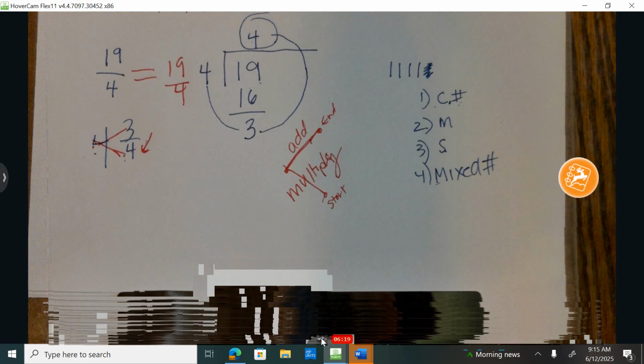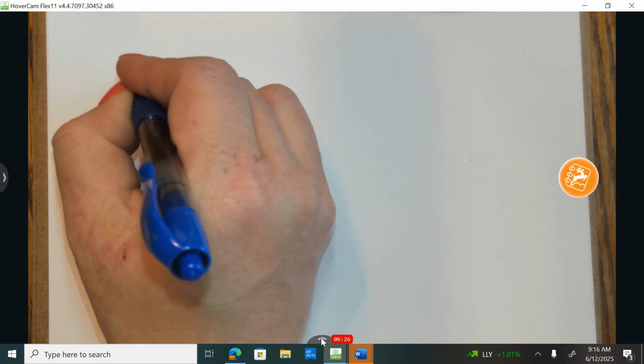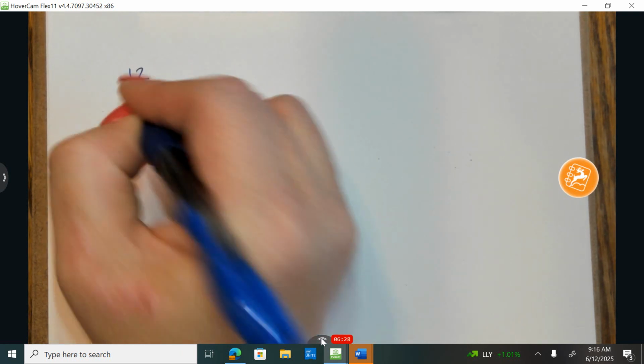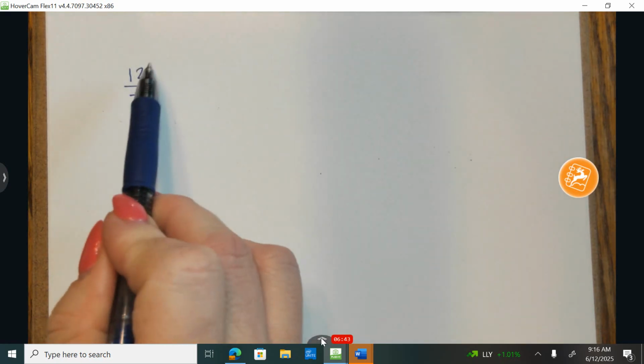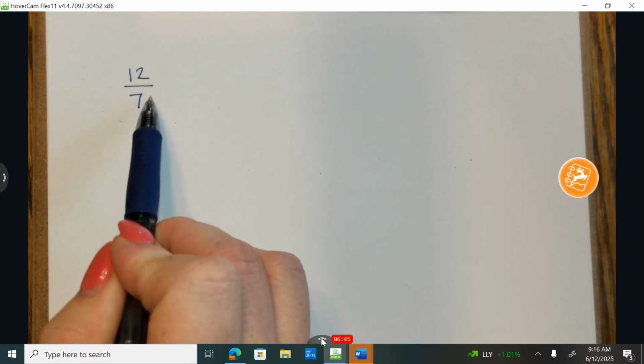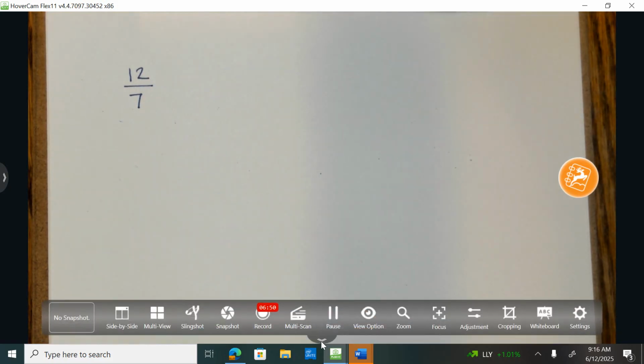One final practice problem before we jump into our next 2 learning objectives. I would like you to write down 12/7. Press pause and rewrite this as a mixed number. Now, once you have your mixed number, I want you to test it to see, did you correctly rewrite it in this new form called the mixed number? Again, this is improper because the number on top, called the numerator, is greater than the number on the bottom, called the denominator. Press pause.